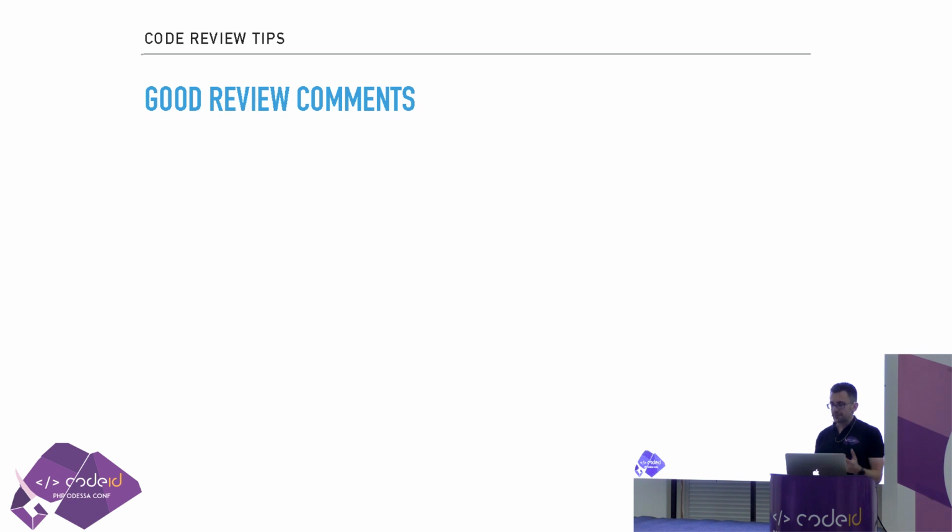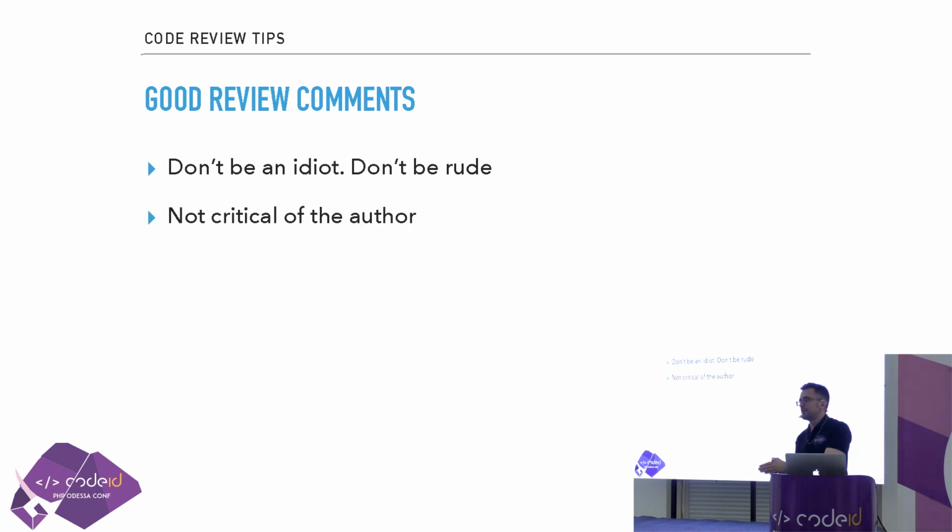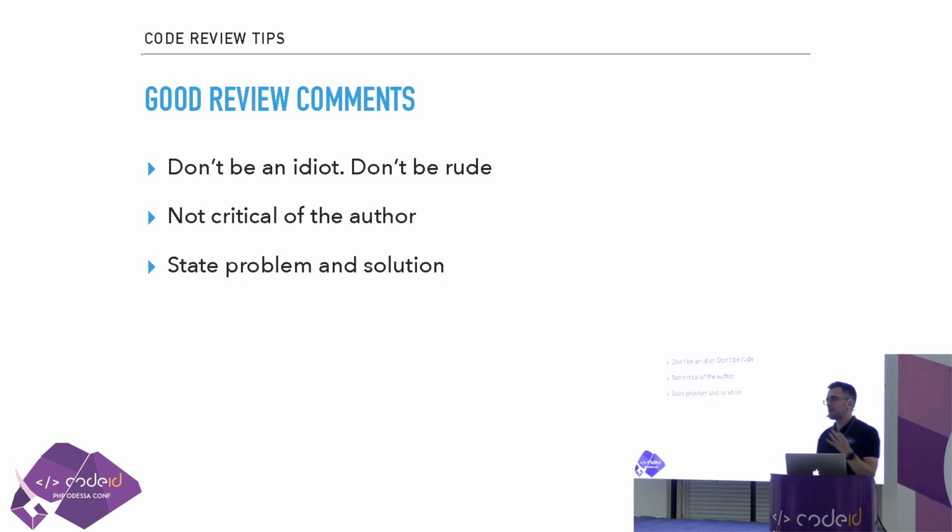So you've done all that. What makes good comments? Well, don't be rude, basically. If you see something that you don't like, don't criticize the author. Just say something about the code. Don't say you're silly for doing that. Just say, according to our coding standards, it would be better if you did it this way. So it's non-confrontational. State the problem and a solution.